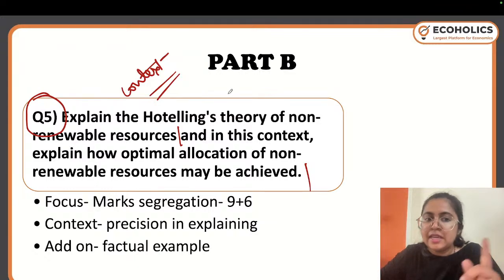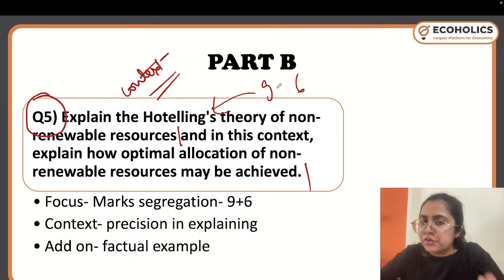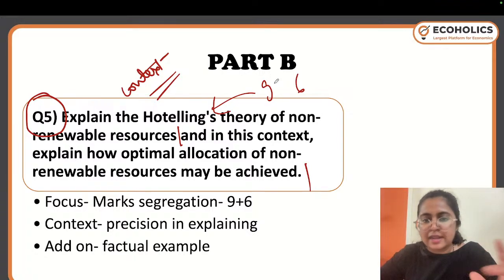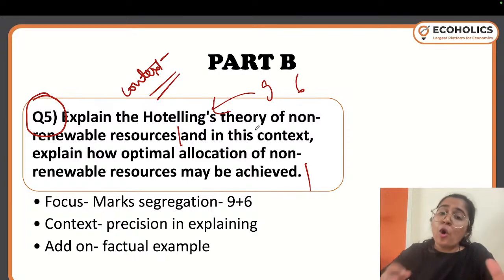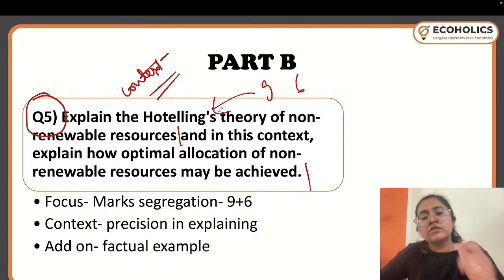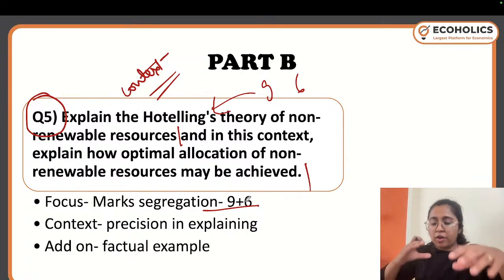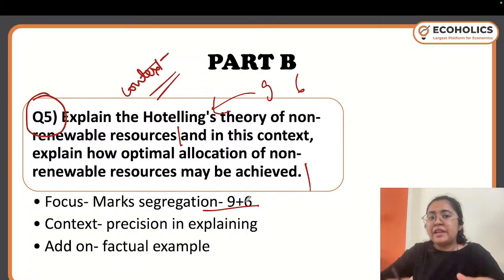Two parts. This question was divided into 9 and 6. Okay. In the first part you explain Hotelling's theory of non-renewable resources, which means management of resources, that's 9 marks, and 6 marks are given to the application, that is, how optimal allocation of non-renewable resources can take place. Now, when you look at such mark segregation, you can also identify how many words or how much of the content you need to deliver for each part, right?